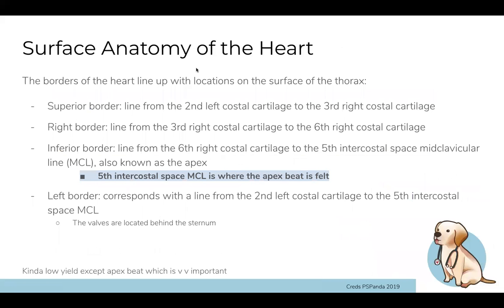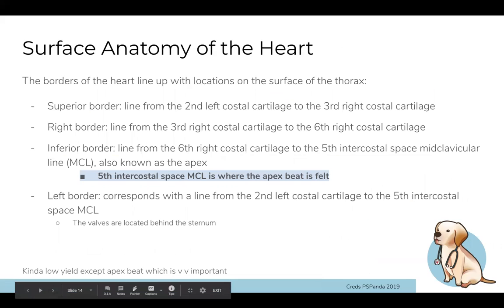Surface anatomy of the heart. Now this is the important stuff. So particular borders of the heart line up with locations on the surface of the thorax. So your superior border, you don't have to remember every single bit of this. But the apex is at the 5th intercostal space. Now, the reason why this is important is you feel the apex beat here. As we said, it's called the apex. So this is where the apex beat is felt.